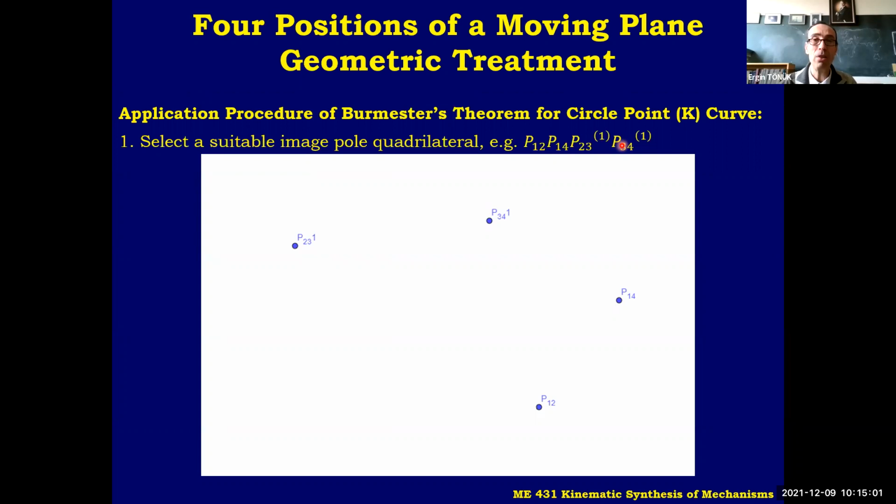So what I'm going to do is I pick those, and actually what I'm going to obtain is the circle point curve in position 1. Why? Because these images are in position 1. So any point on that curve will be a candidate for A1. Its 4 homologous positions, A2, A3, A4, will lie on a circle. Is this clear?